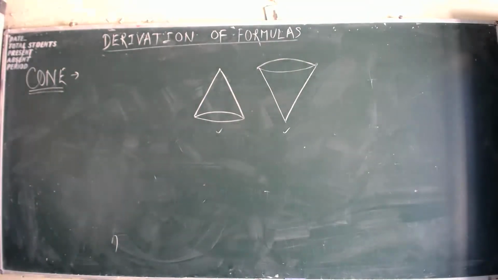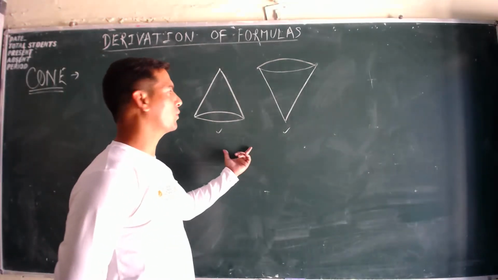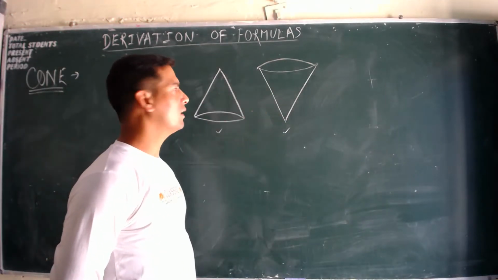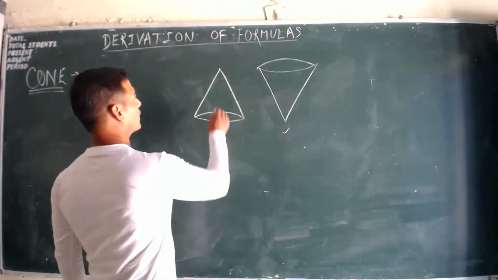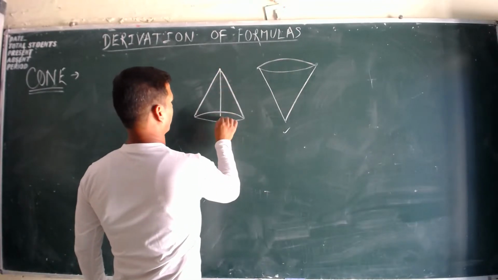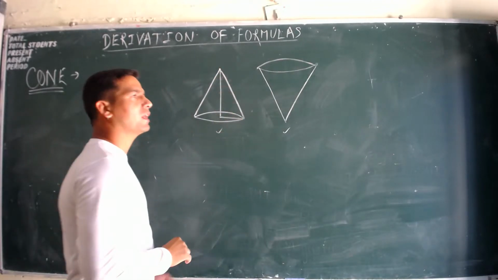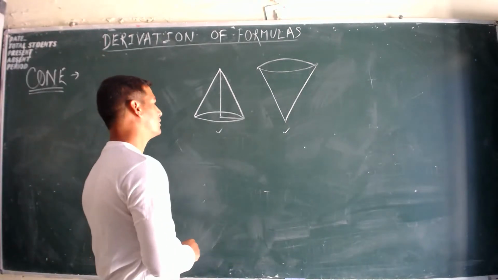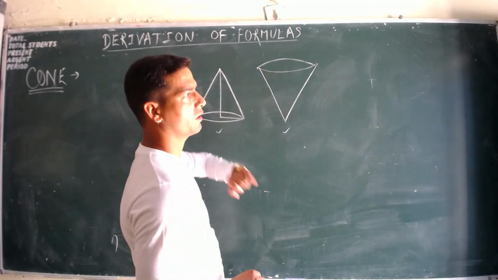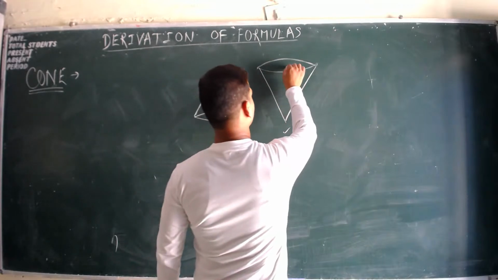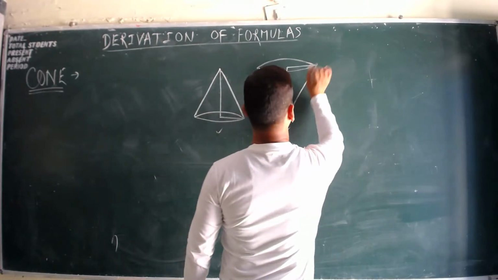I hope you understand what I mean. My simple question is, out of these two figures, which is the right circular cone? This one or this one? Are they similar? Are they the same? This one is the right circular cone, because in the right circular cone the base is a circle. This is the figure of an inverted cone. Clear? This is not the right circular cone.